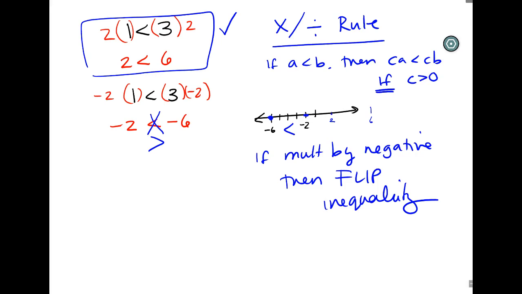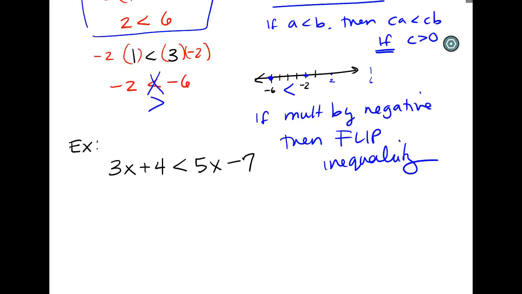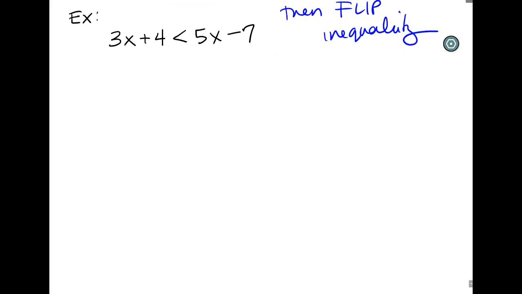So that's it. If we want to try an example, I'll give you one, something like 3x plus 4 is less than 5x minus 7. No idea how that's going to work out. But take a moment and try that on your own. All right, if you've had a moment to try this on your own, you have 2 ways to solve this one.